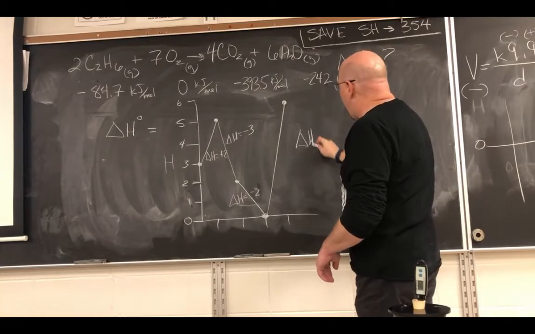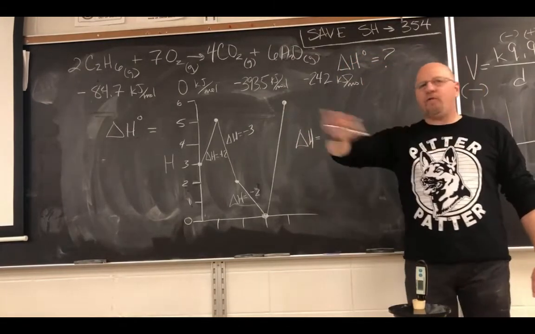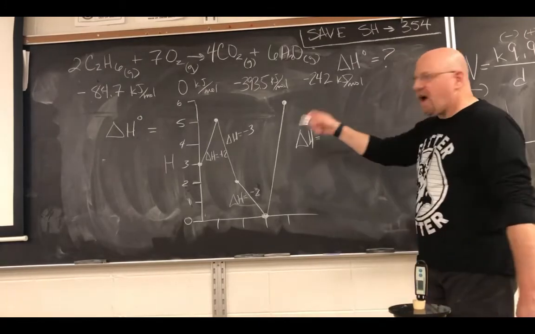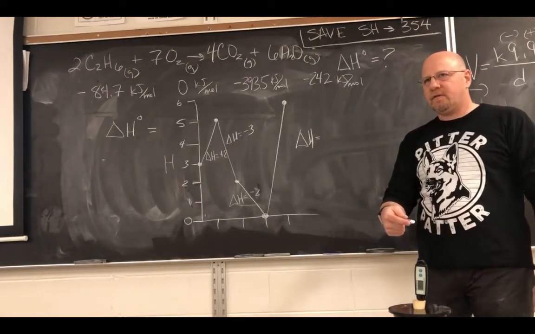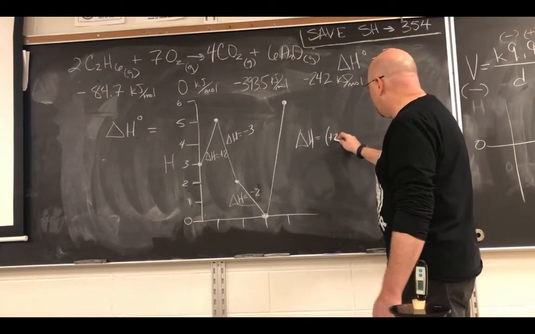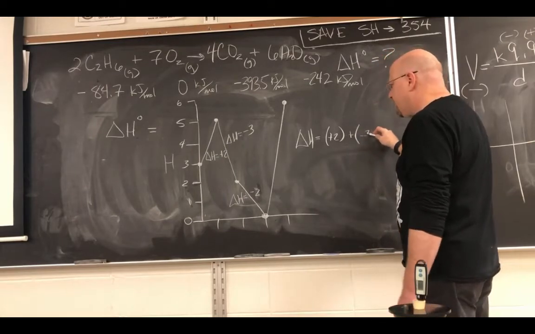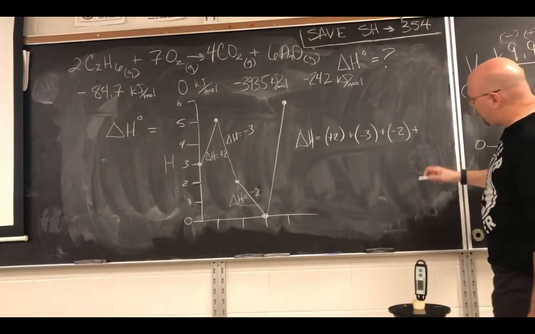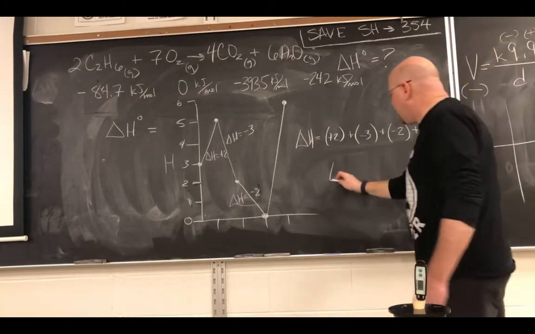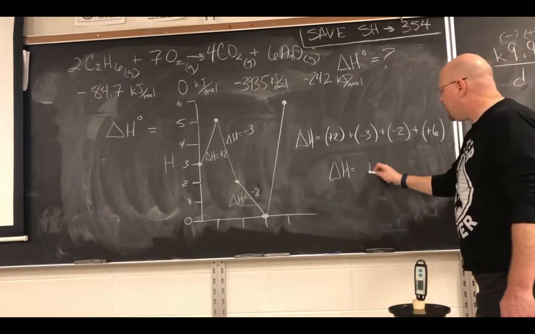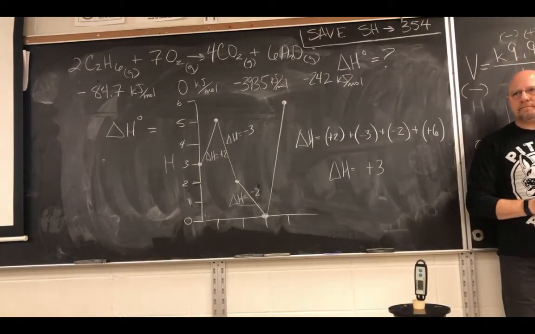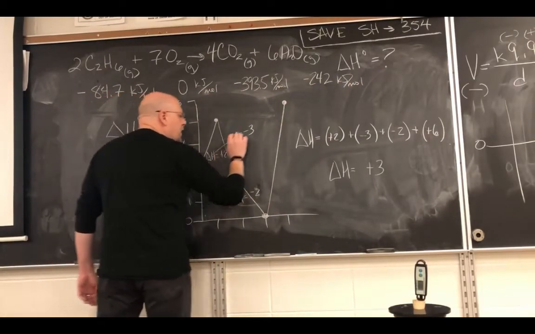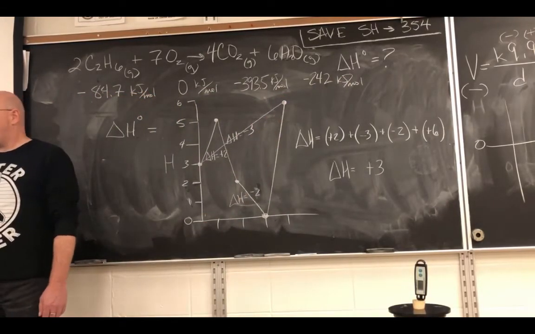What Hess's law says is that the enthalpy change for the overall process, no matter what the steps we take are, is going to be the sum of all the enthalpy changes of the individual steps. Our first step was a +2. Our second step was a -3. Our third step was a -2. And our fourth step was a +6. So the overall enthalpy change for this reaction is +3, because we're starting here and going there. That's the overall enthalpy change.